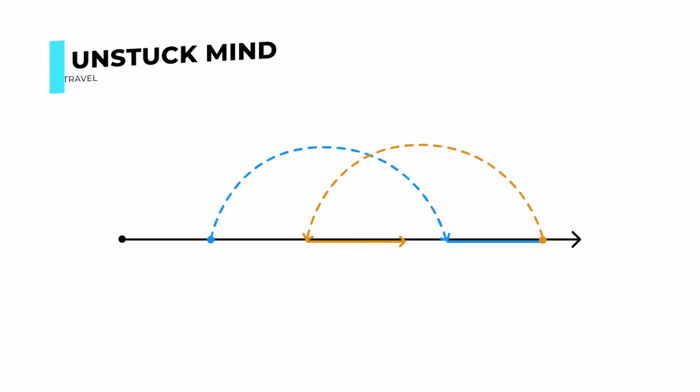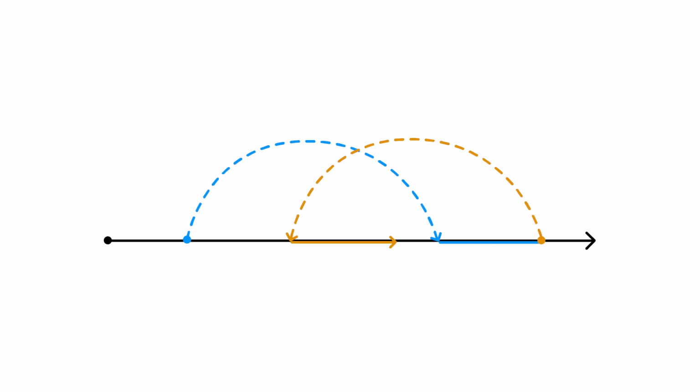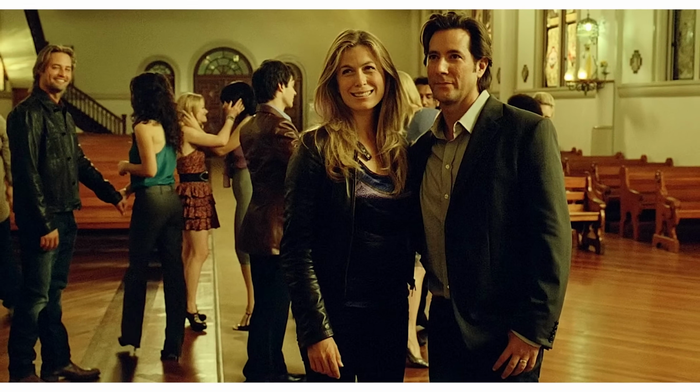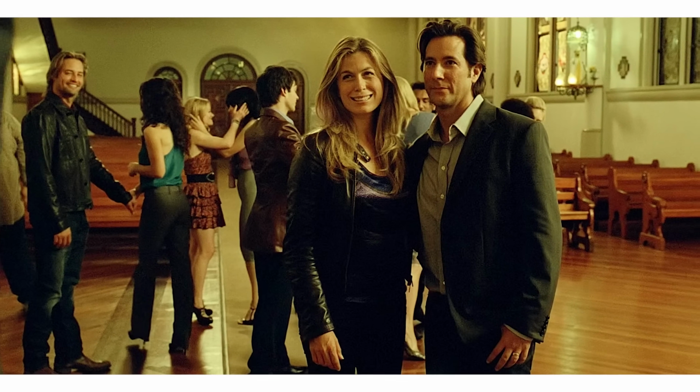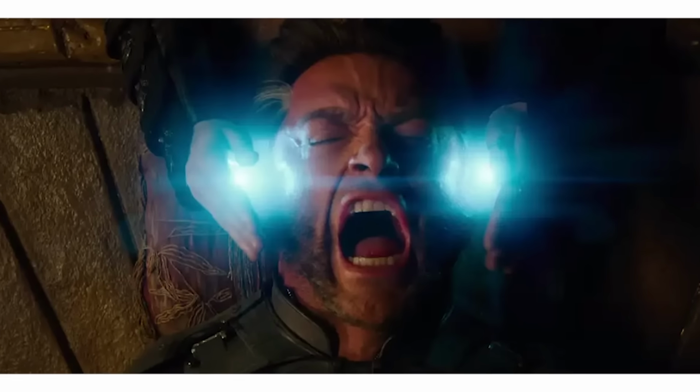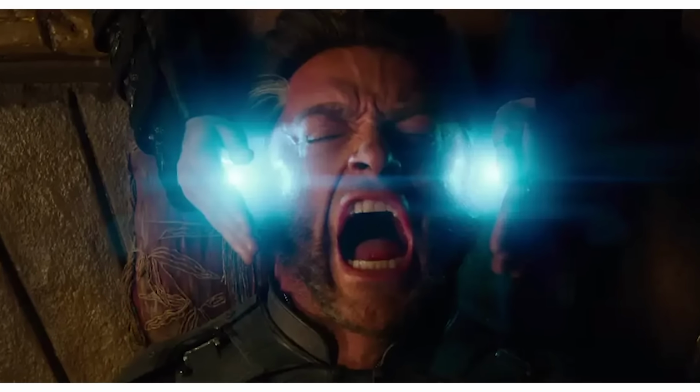In the Unstuck Mind type of time travel, a character's mind is transported through time, while their body remains in the present. This often results in the character experiencing events in a non-linear fashion, jumping back and forth through different periods in their life. The character may be forced to come to terms with their past, future, or alternate versions of themselves. This type of time travel is more about perception and consciousness than physical travel.